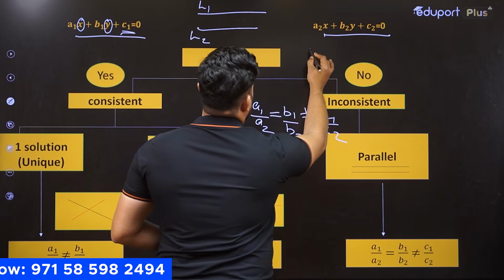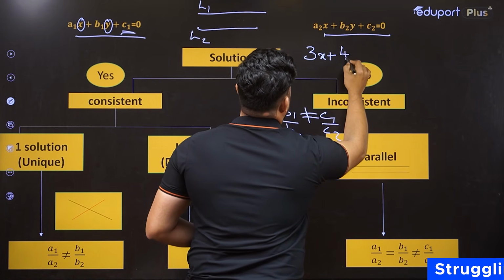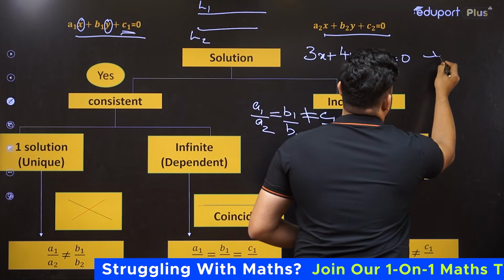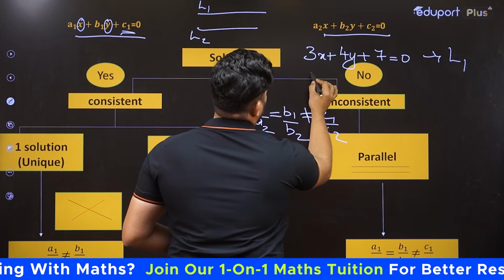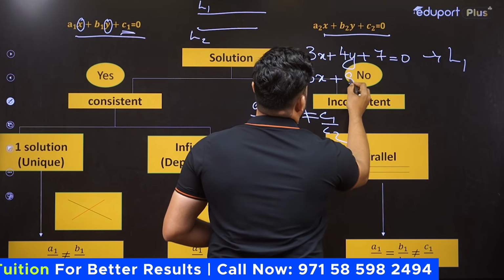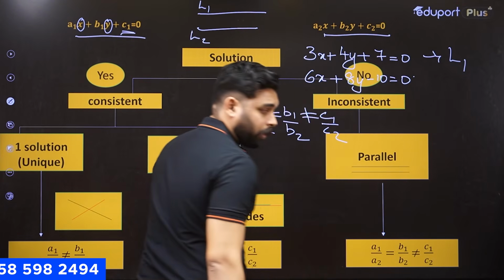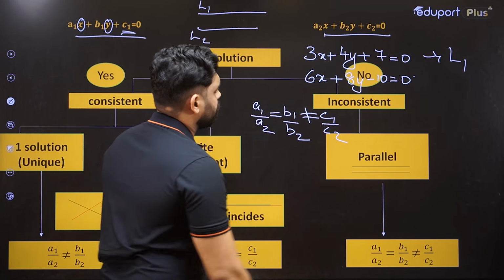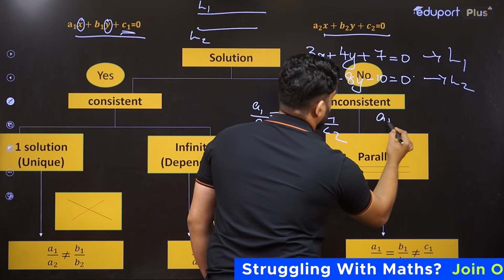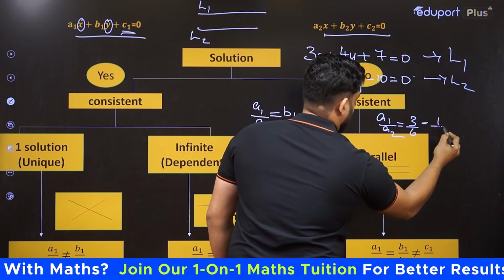Let's take an example. 3x plus 4y plus 7 is equal to 0. Let's take this as L1, line 1, and 6x plus 8y minus 10 is equal to 0. Just consider these two lines, this as L2. Then what is A1 by A2? A1 by A2 is nothing but 3 by 6, that is 1 by 2.